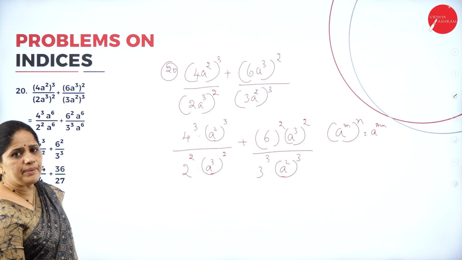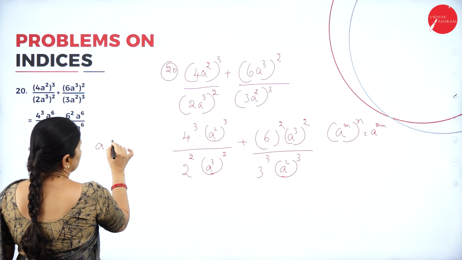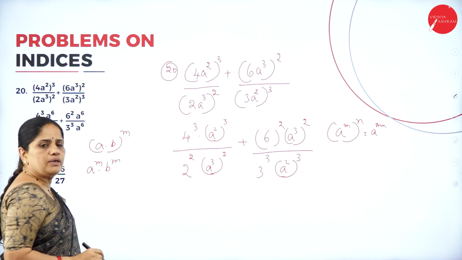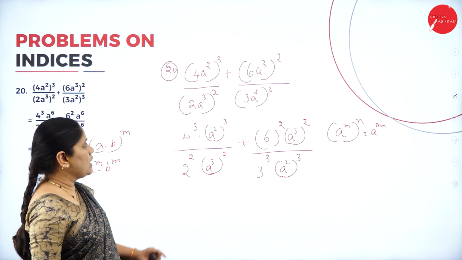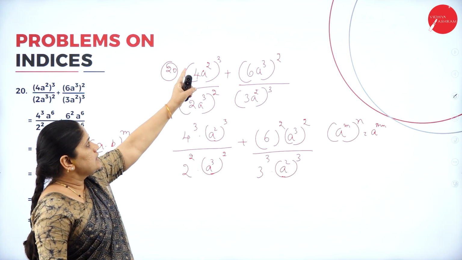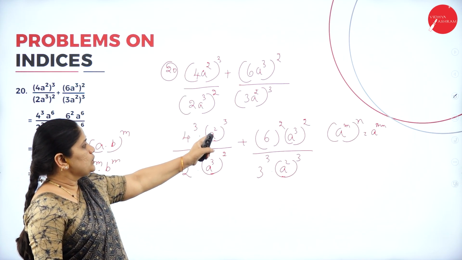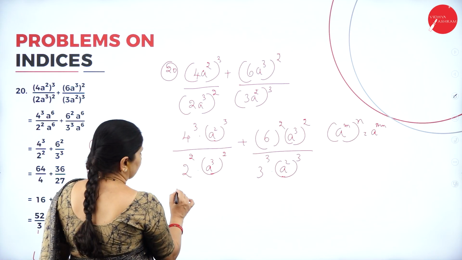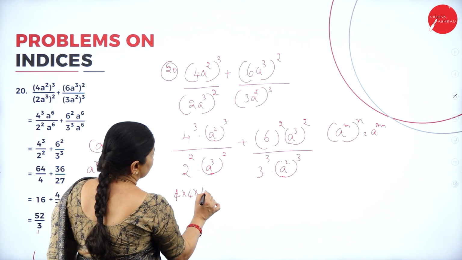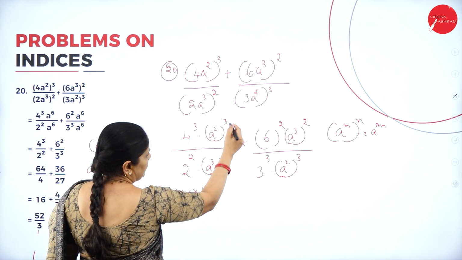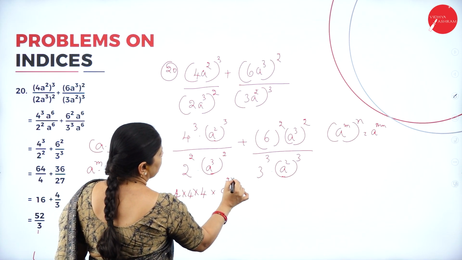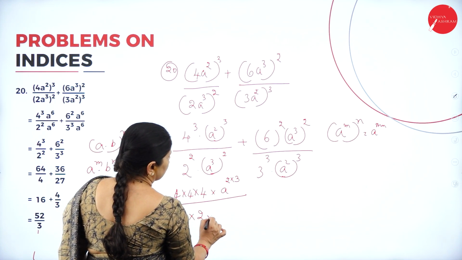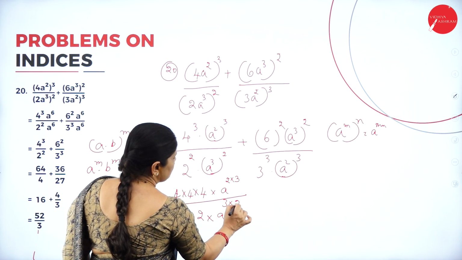Now, this is based on which law? So, (ab) to the power m equals a to the power of m into b to the power of m. So, I am using this law here. So, (4a square) the whole cube will be 4 cube into (a square) the whole cube. So, this expression I will be writing as, 4 cube is 4 into 4 into 4 into a to the power of 2 into 3 divided by 2 into 2 into a to the power of 3 into 2.